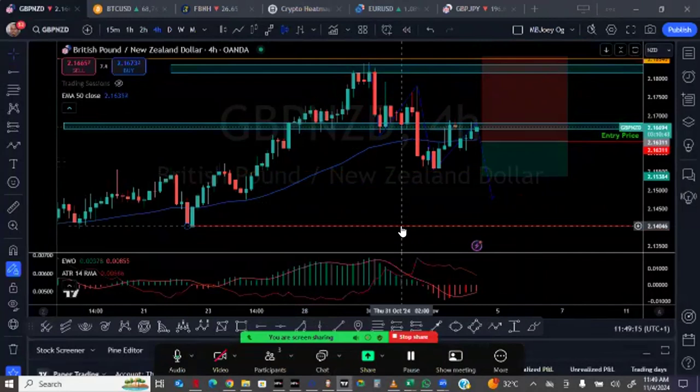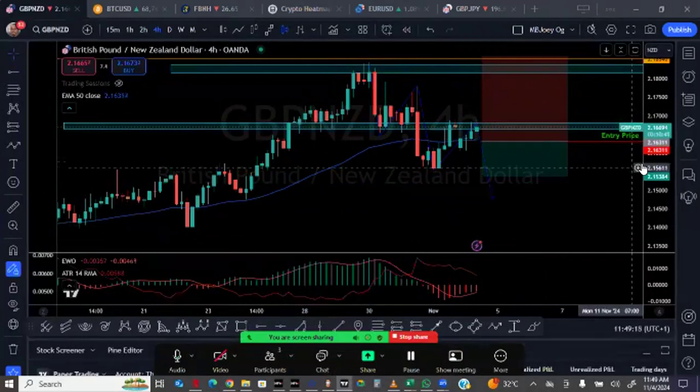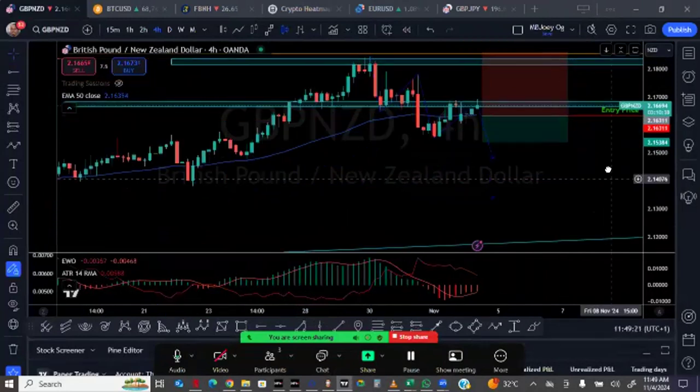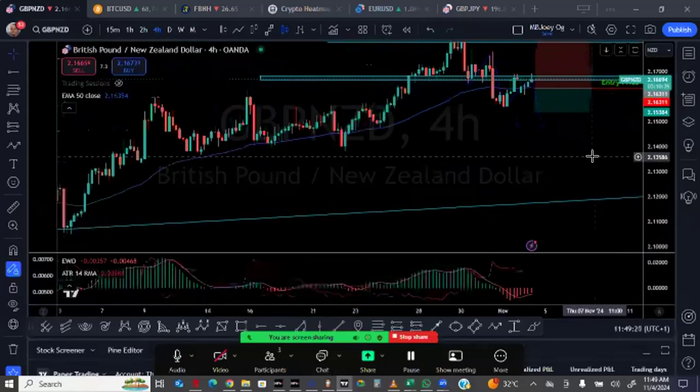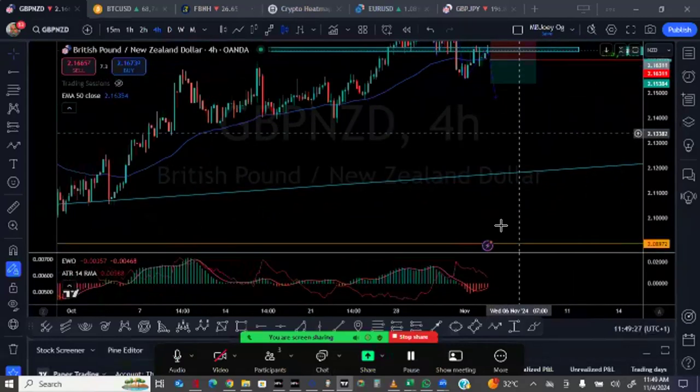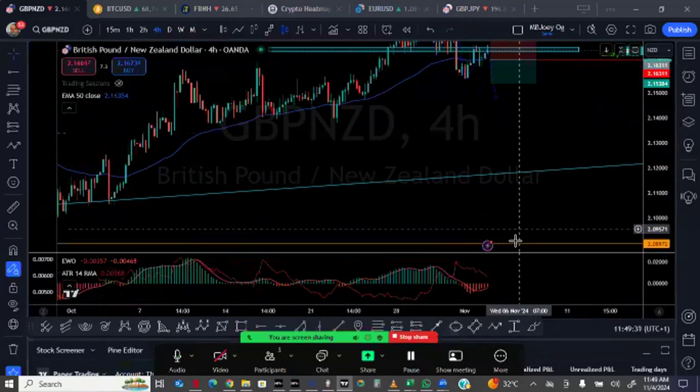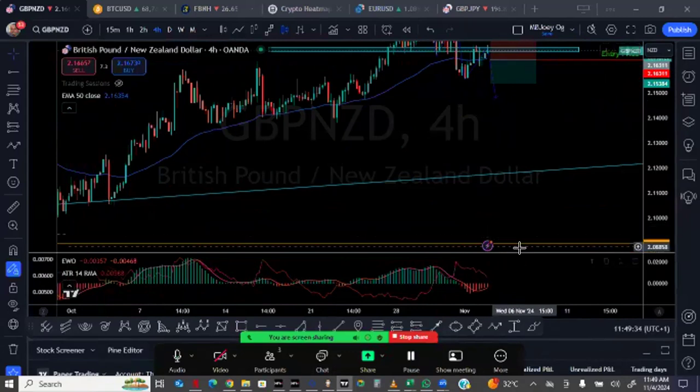I'm not going to work with any of these points. Where I'm going to work would be this point, this area that we picked from the weekly time zone. Does that make sense?